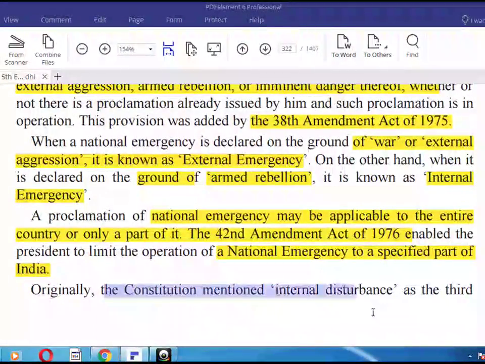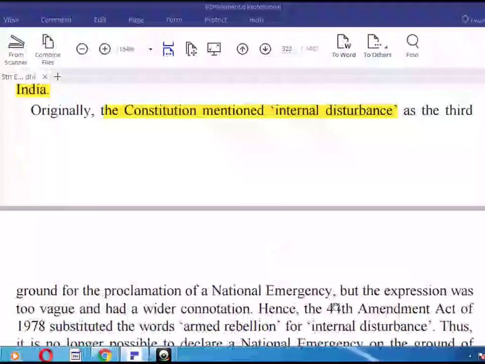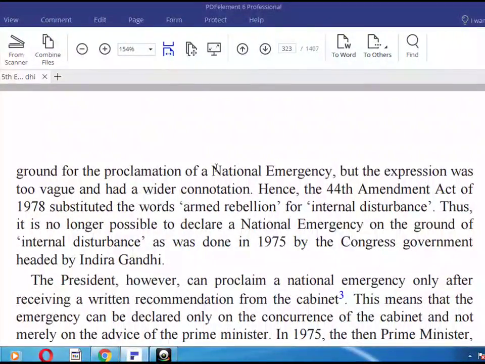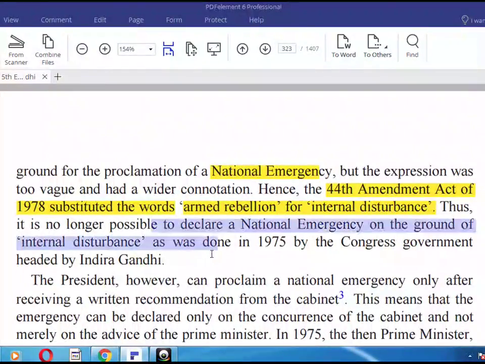Originally, the Constitution mentioned internal disturbance as a third ground for the proclamation of national emergency, but the expression was too vague and had a wider connotation. Hence, the 44th Amendment Act of 1978 substituted the words armed rebellion for internal disturbance. Thus, it is no longer possible to declare a national emergency on the ground of internal disturbance, as was done in 1975 by the Congress government headed by Indira Gandhi.